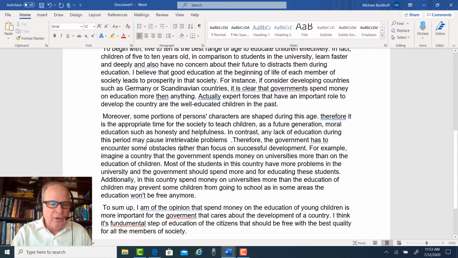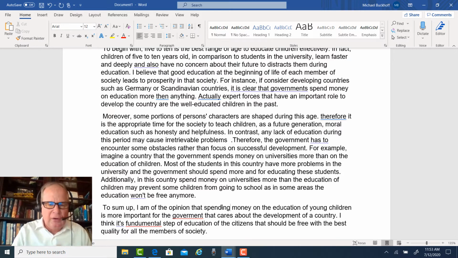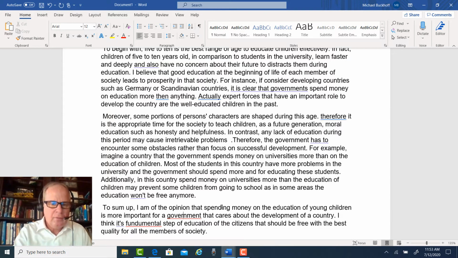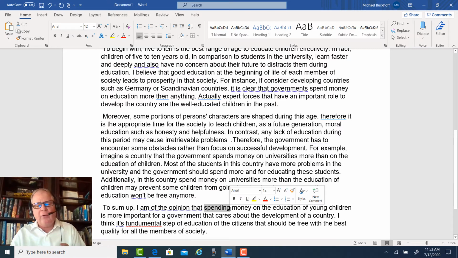I'll give you one more example here. You have "I'm the opinion that," and you want to make this a subject here, so change it to a gerund. "I'm of the opinion that spending money on the education of young children is more important," maybe for a government that cares about the development of a country. So in that case, I would change this to the -ing, so you have what's called a gerund phrase as a subject there. These are called verbals.